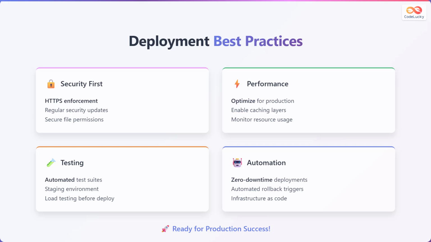Make sure that there are automated test suites, a staging environment, and load testing is done before deploying. Finally, use automation to enable zero downtime deployments, automated rollback triggers, and infrastructure as code. You're now ready for production success.